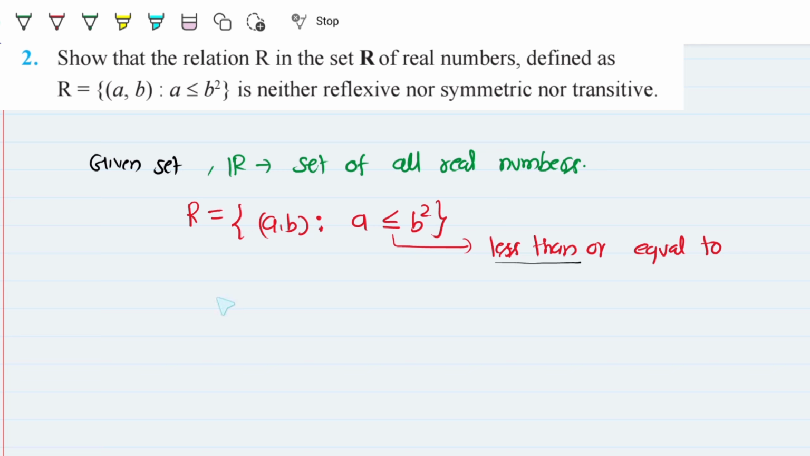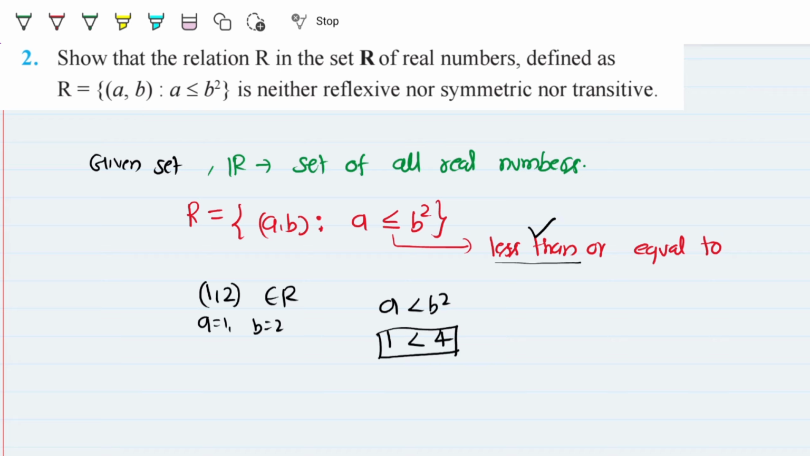Suppose, for example, I say (1, 2). This ordered pair will be in R. Yes, because the a value is 1 and the b value is 2, and obviously here a is less than b square, because a is 1 and b square is 2 squared, which is 4, and 1 is less than 4. So this condition holds, that's why (1, 2) belongs to R.